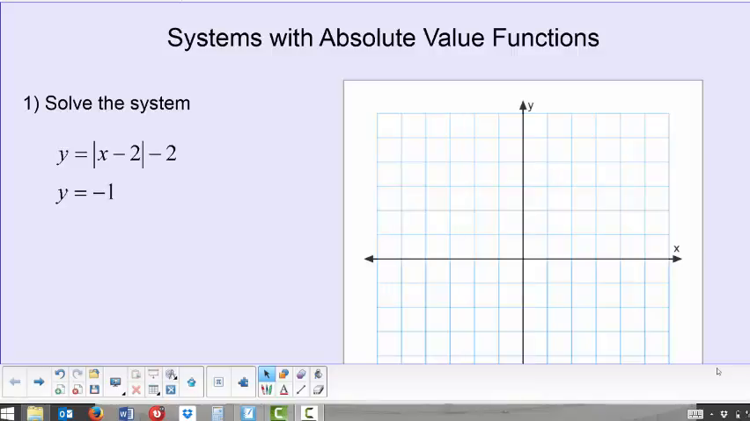Hi guys, this is our notes on systems with absolute value functions. This will be a really nice review coming back from Thanksgiving break on how to graph our absolute value functions, as well as how to solve a system.